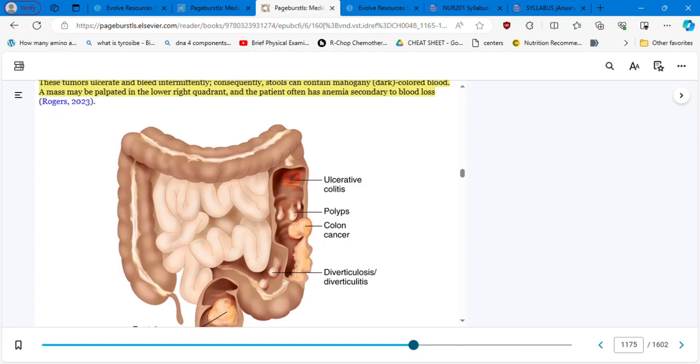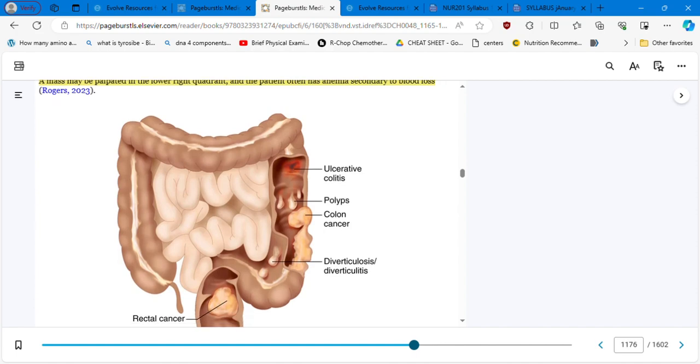Okay, so there are different assessment tools, assessment tests to differentiate between appendicitis, which is in the right lower quadrant, right? And many patients may think, oh, I have appendicitis, when in fact, maybe there is a formation of a tumor in that part.